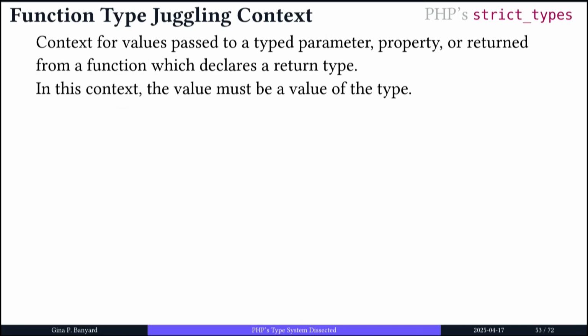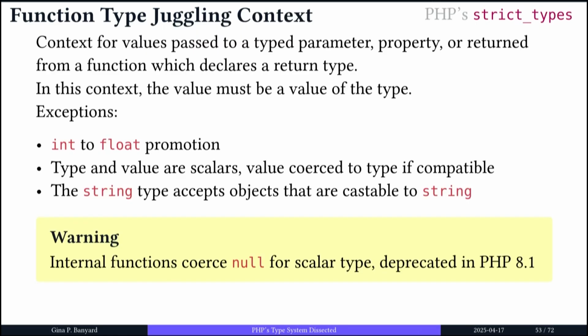Function types. In this context, it's when you pass a value to a typed parameter or property, or return one from a function. Simply put, in this context the value must be of the type. Except PHP has exceptions everywhere. Int is allowed to be promoted to a float. If the type and the value are scalars, the value is coerced to the type if it's compatible. And string types accept objects that are castable to string.